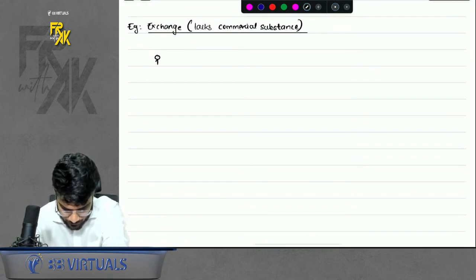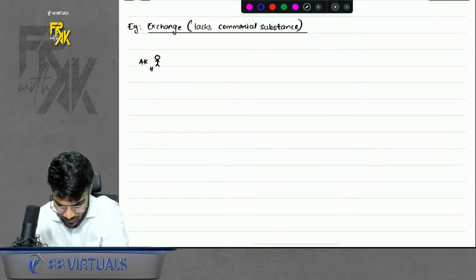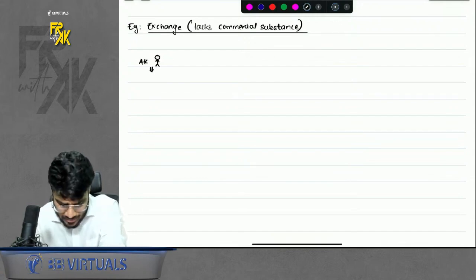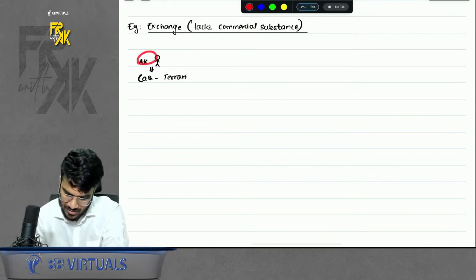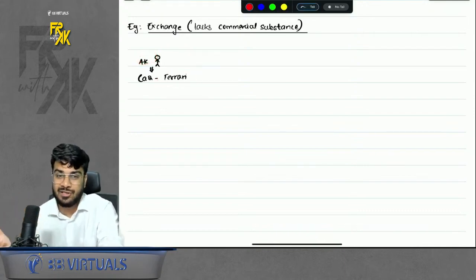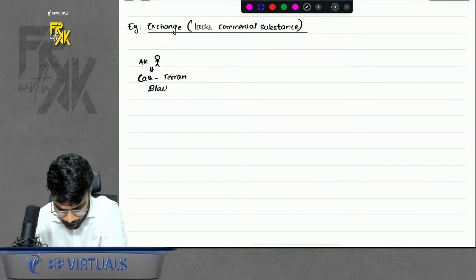Let's say here is Mr. AK. He's a poor guy. Aakash Kandoi is very poor. That is why he has a small car, a two-seater small car, a Ferrari. Now you can imagine how poor he is, because he has only a two-seater car. Other people might have 4-seater, 5-seater, 7-seater, 8-seater cars. AK has only a two-seater Ferrari, and it is black in color.